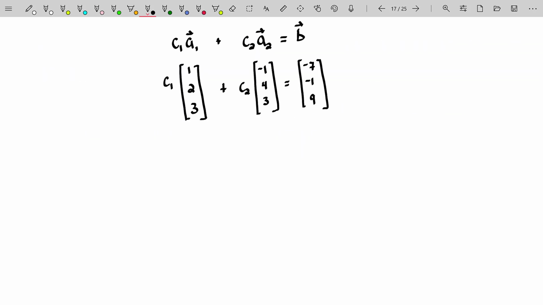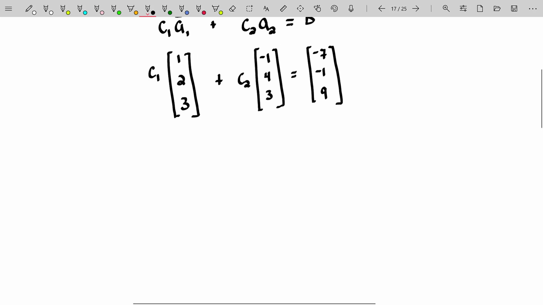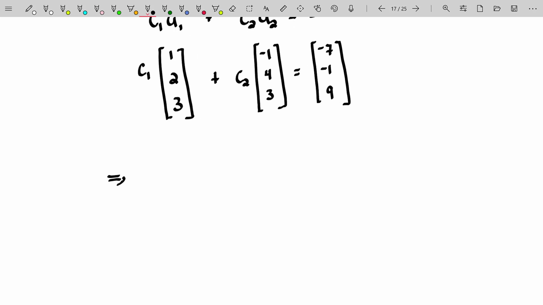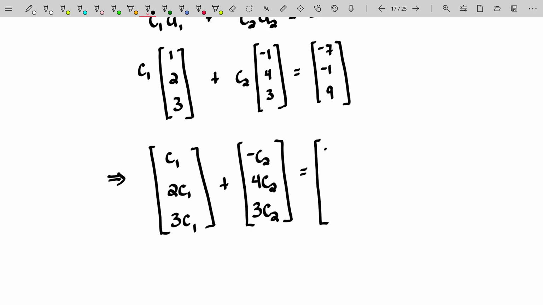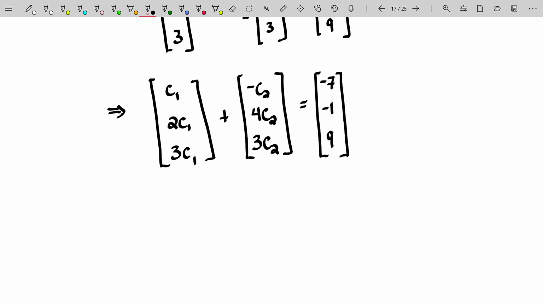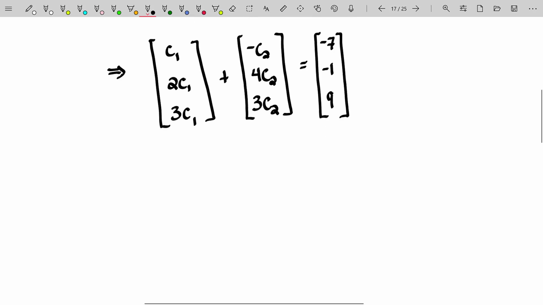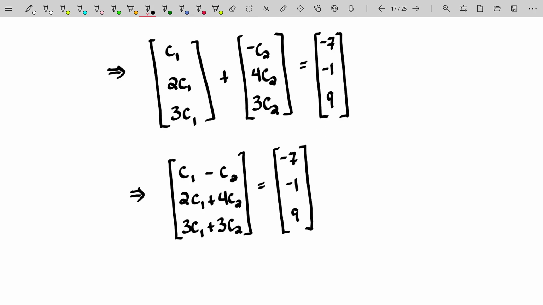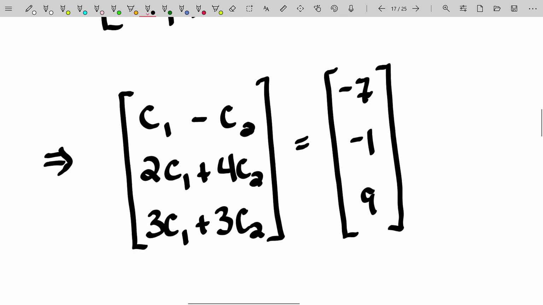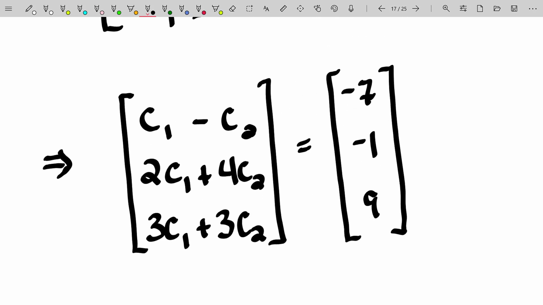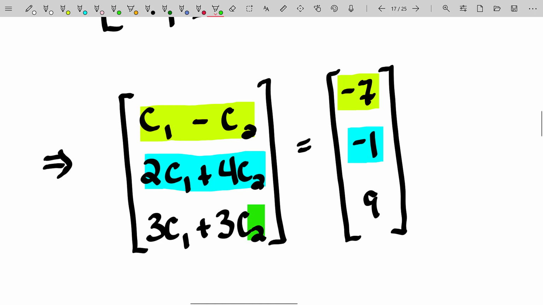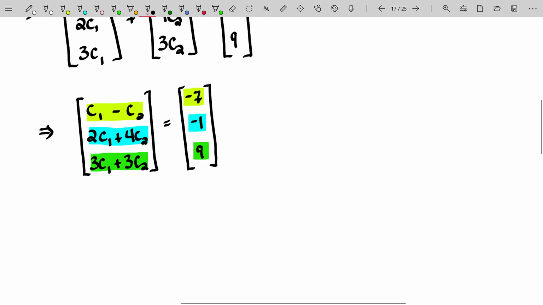Now, through scalar vector multiplication, we could rewrite this equation as follows. And of course, through vector addition, we can combine those two vectors on the left-hand side so that we have this result right here. And if you take a look at that, if these two vectors are equal, then this entry has to equal negative 7, this blue entry has to equal negative 1, and this green entry has to equal 9. Notice that's 3 equations. And in fact, I'll go ahead and write it that way.